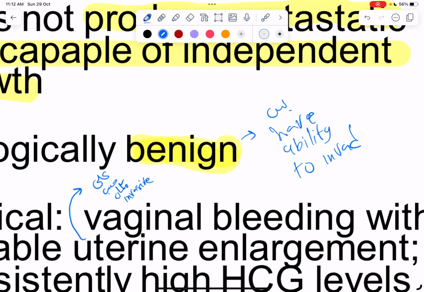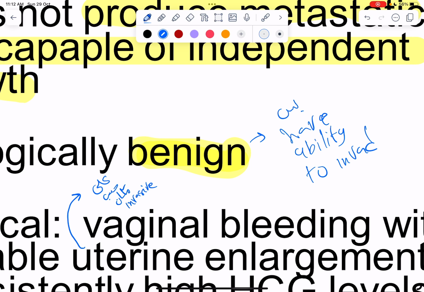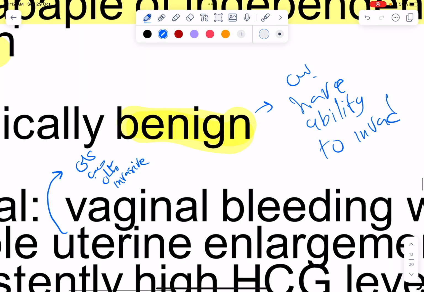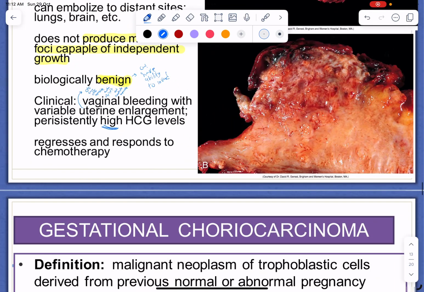Consistently high HCG level. All of these conditions have high HCG level. It regresses and responds to chemotherapy. It is benign, but because of this invasion phenomenon, in this condition, it will be given chemotherapy.